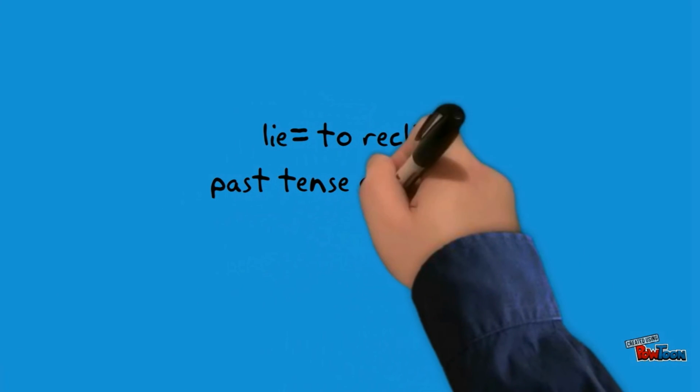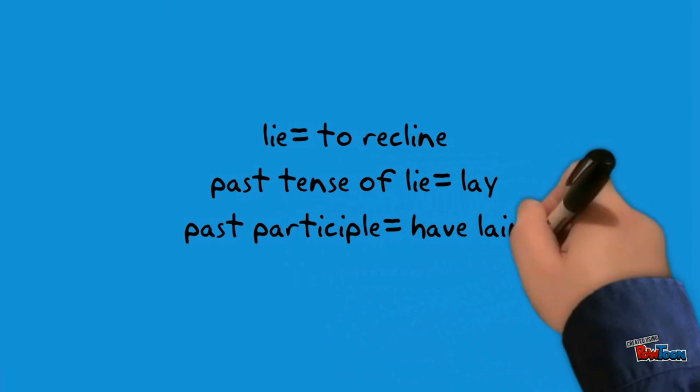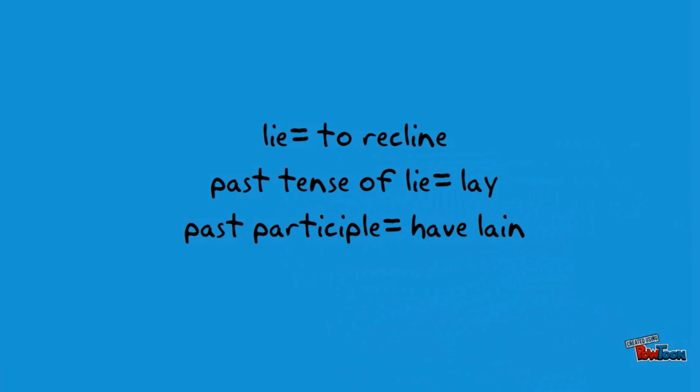Lie means to recline. The present tense is obviously lie. I lie on the couch. But the past tense is lay. Yesterday, I lay on the couch. The past participle of lie is lain. I have lain on the couch many times. Remember, it sounds really odd to people because it's so rarely conjugated correctly.